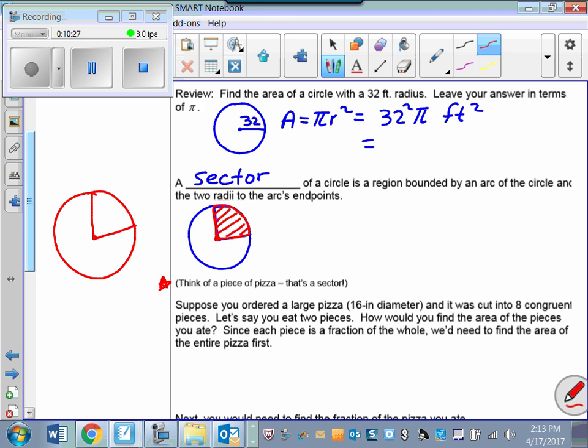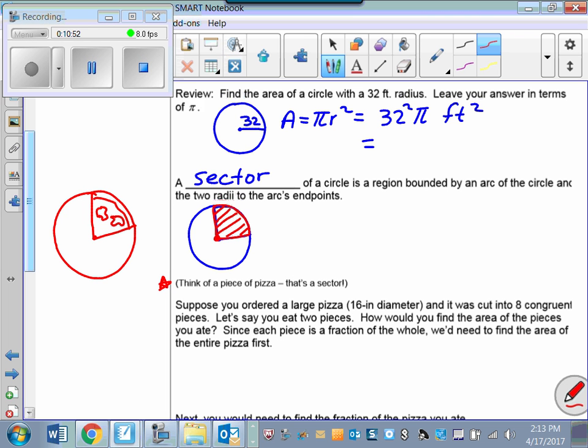So you got your little crust here. You got your little, I should draw mushrooms since I'm a vegetarian. A little mushroom. Okay, so there's your pizza. That's a sector. So you know what? Next time you order pizza at home, you go, hey, Mom, could I have another sector of pizza, please?